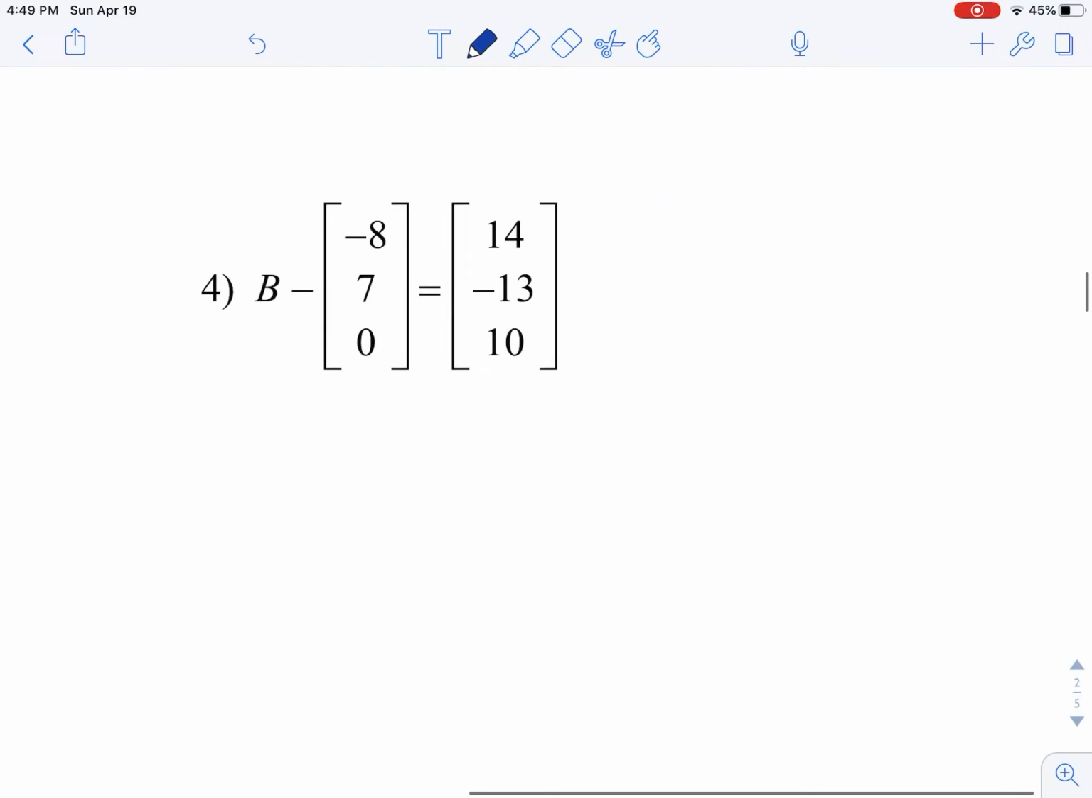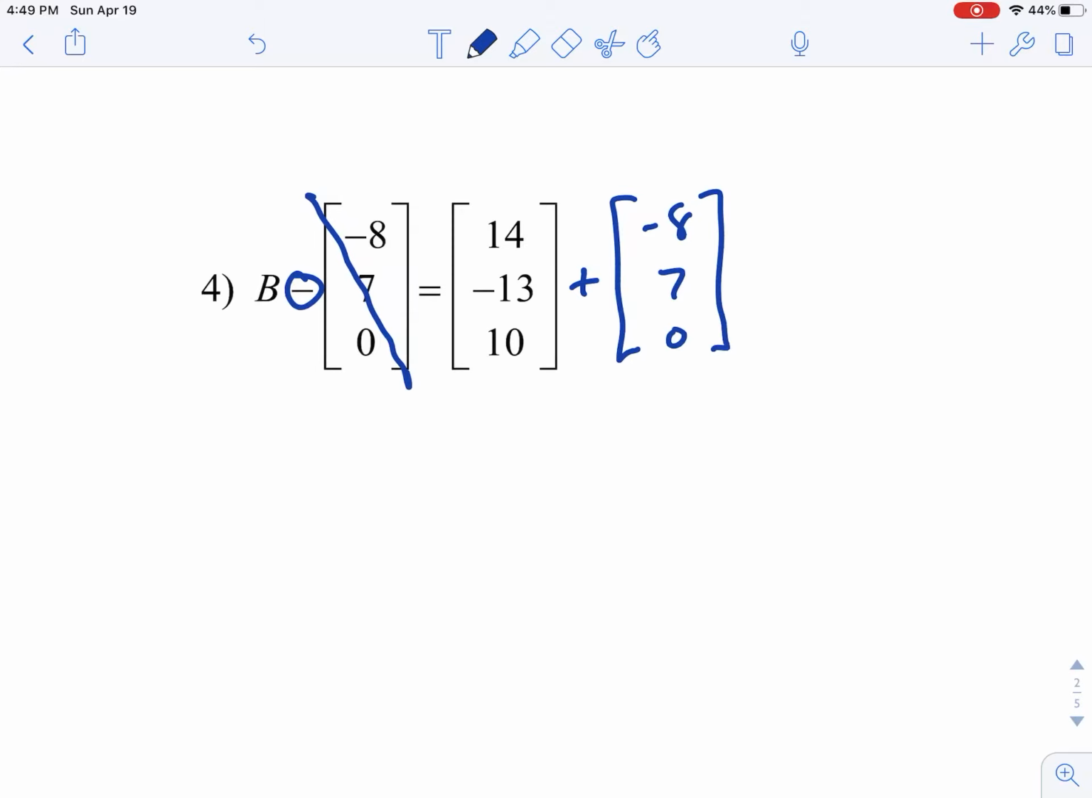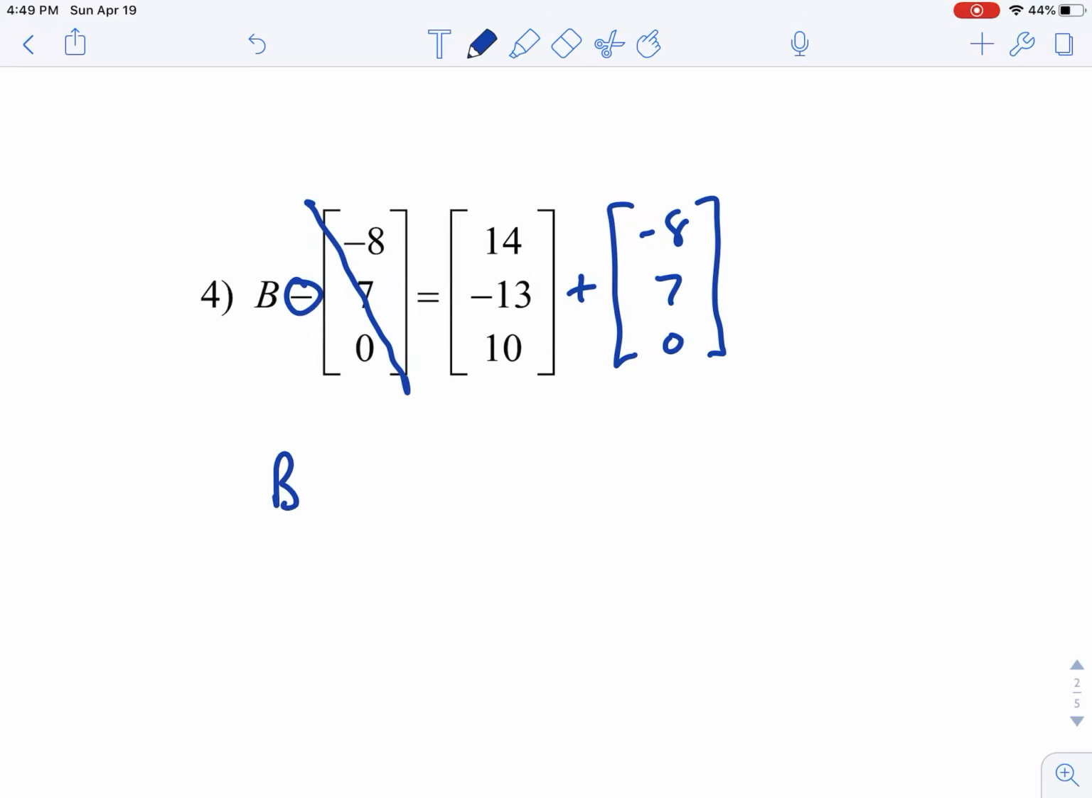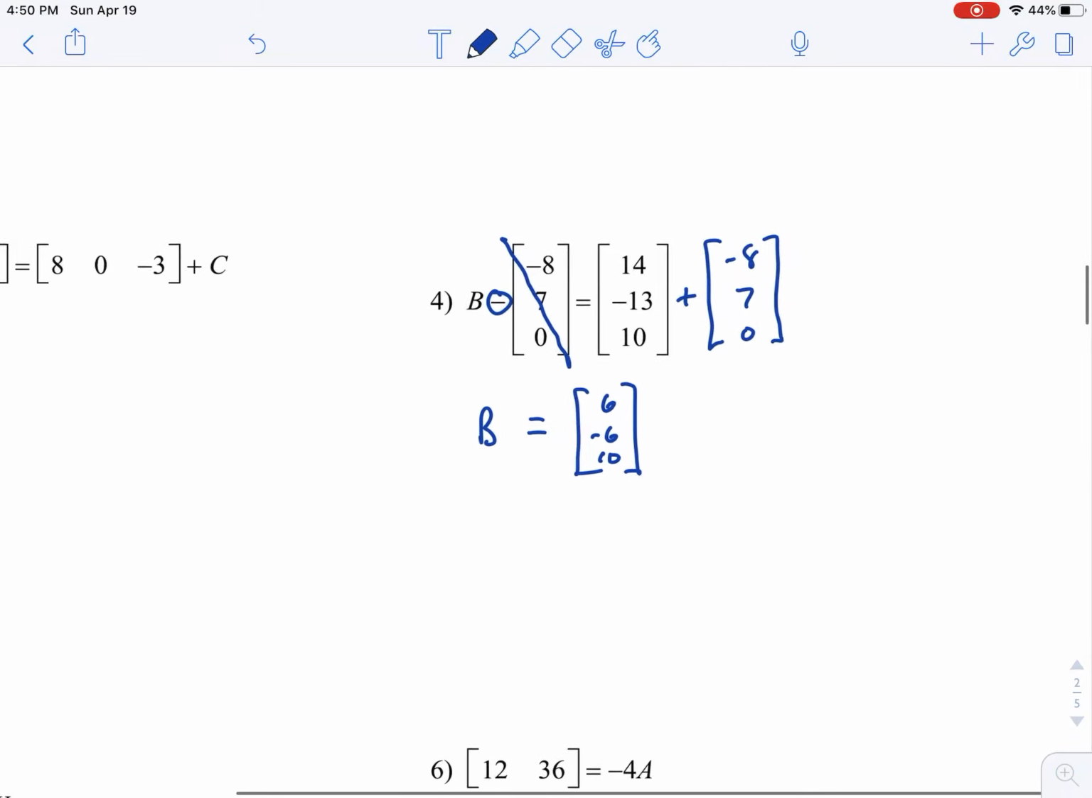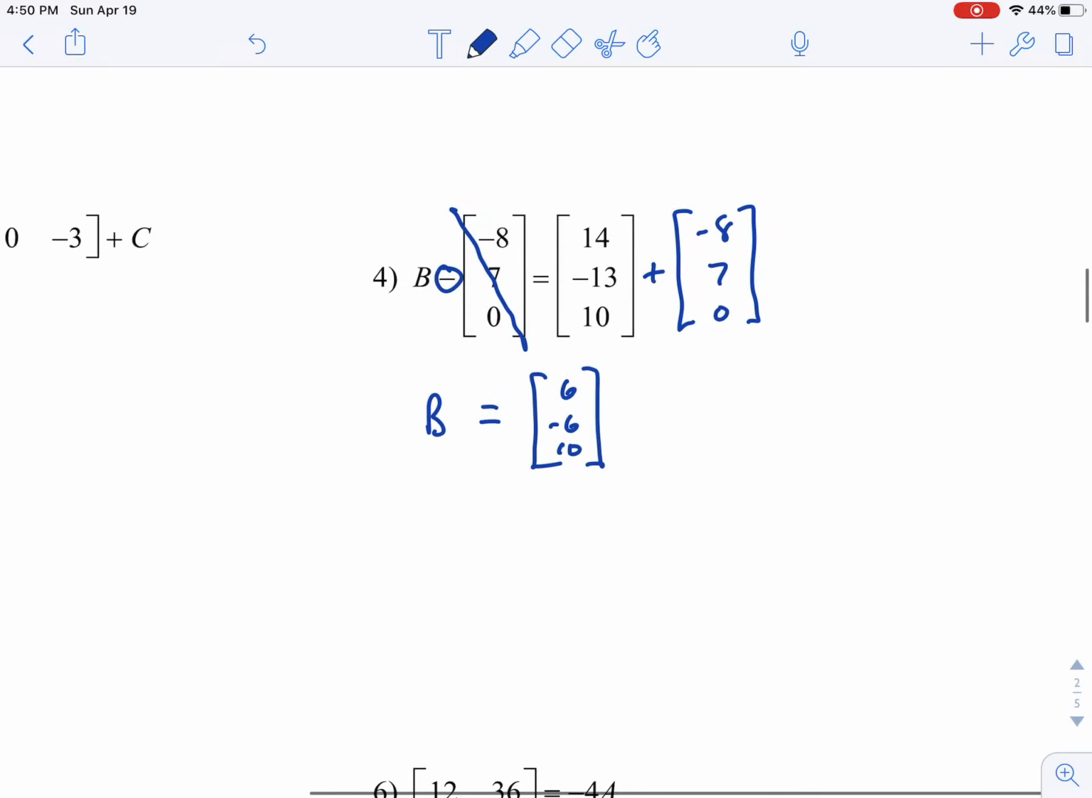Right, let's look at number 4. To isolate B, to cancel this out, since that's minus, I'm going to have to add negative 8, 7, 0 over to the other side. So I get B equals 14 plus negative 8 is 6. Negative 13 plus 7 is negative 6. 10 plus 0 is 10. And that's that. So look, one problem took less than a minute. This homework, or at least the first couple problems, is not going to be super challenging.